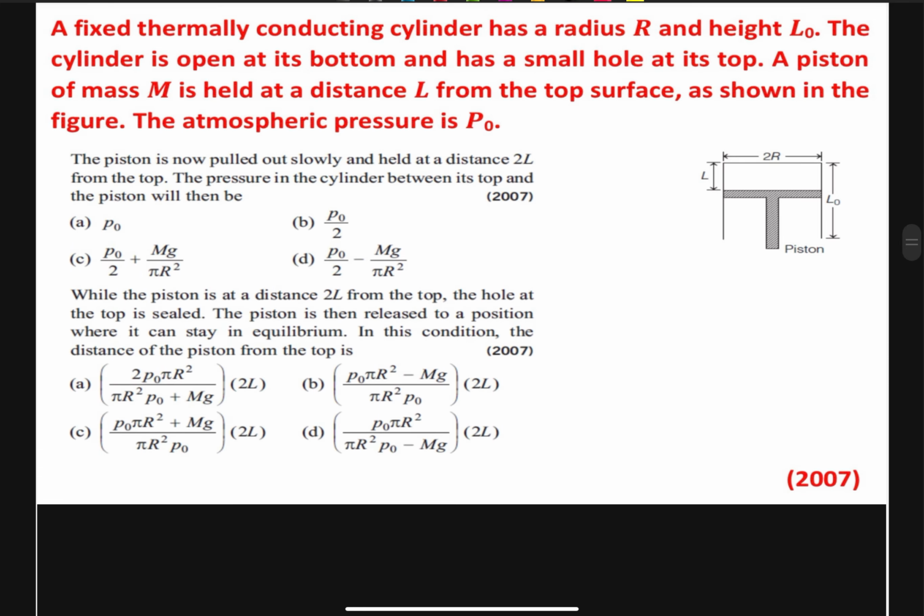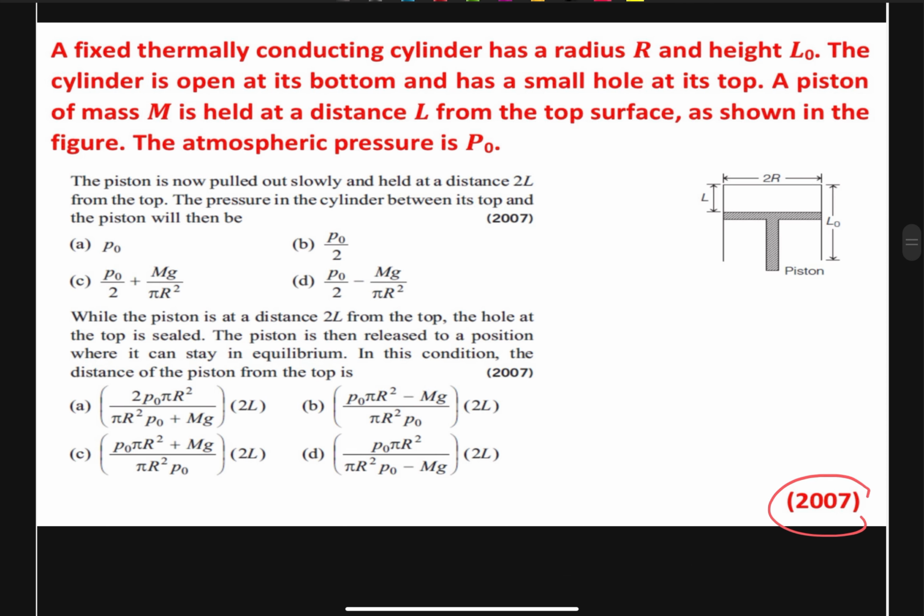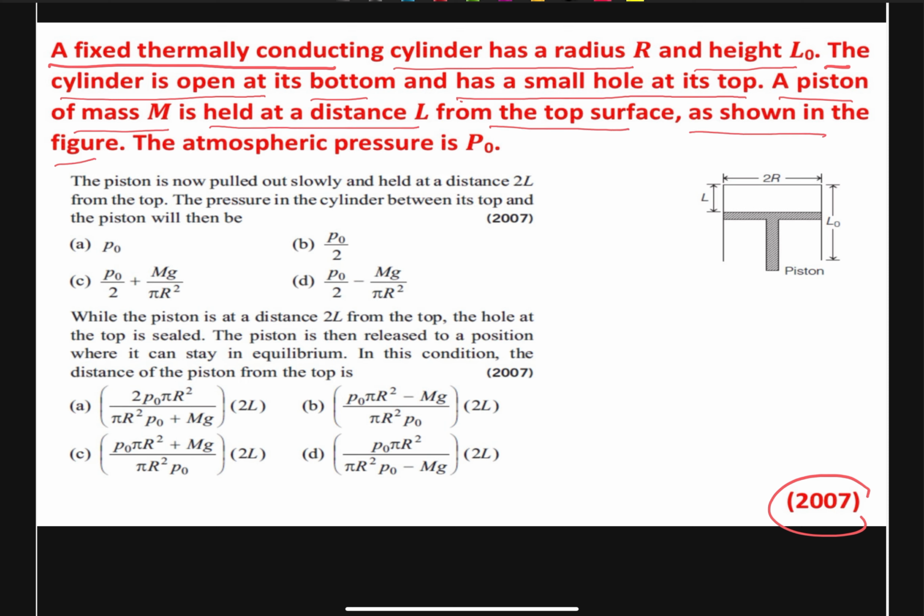It was asked in the year 2007, and it states that a fixed thermally conducting cylinder has a radius r and height L0. The cylinder is open at its bottom and has a small hole at its top. A piston of mass m is held at a distance L from the top surface as shown in the figure. The atmospheric pressure is P0. So based on this we are having two questions.